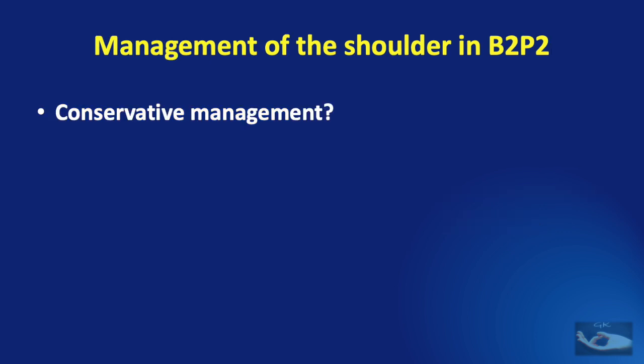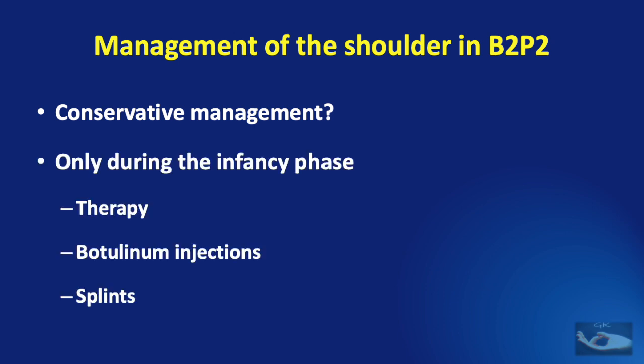Firstly, is there a role for conservative management of these problems? We need to remember that conservative management, that is the use of therapy, the use of botulinum injections, and the use of appropriate splinting is useful only during the infancy phase. Once the problems have established, there is no role for conservative management, and surgical options are the only good method of management.